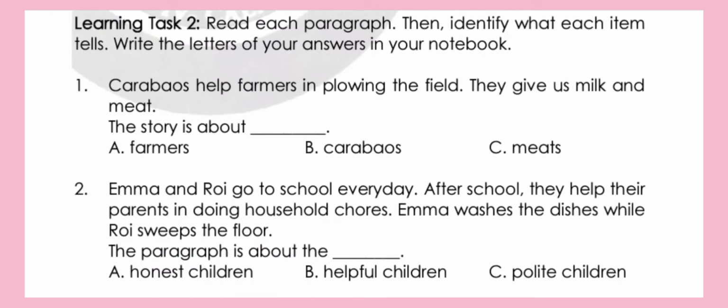Learning Task 2. Read each paragraph. Then identify what each item tells. Write the letters of your answers in your notebook. Number 1. Carabaos help farmers in plowing the field. They give us milk and meat. The story is about A. Farmers, B. Carabaos, C. Meats. B.